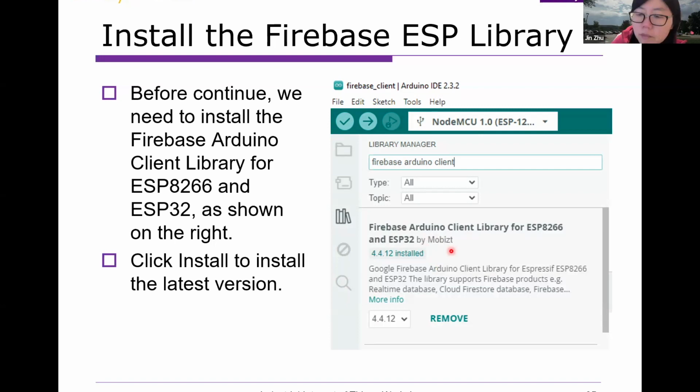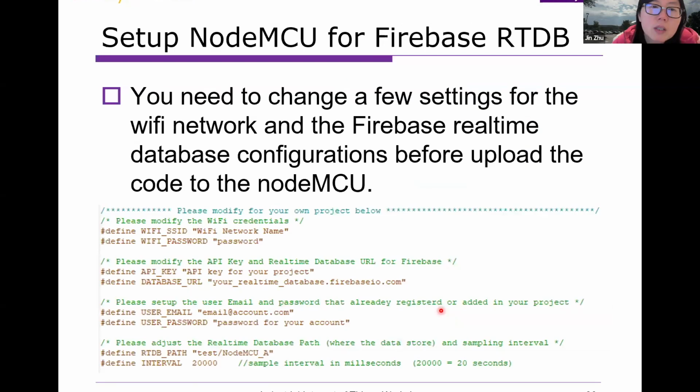Okay, once you install it, for me you're going to see this because I already installed it, so you don't see the install button over here. Otherwise, you'll see install there, and you just click it. Once you've installed it, go back to your program, since you already opened it. A couple of things you need to set. Your NodeMCU needs to connect to Wi-Fi, so you provide your network name and the password, and the API key which we just mentioned earlier, and also the database URL.